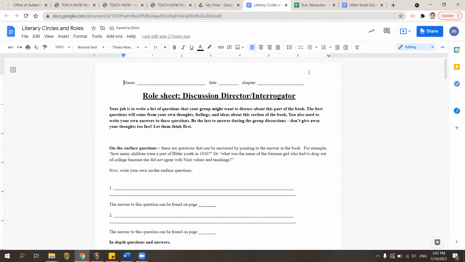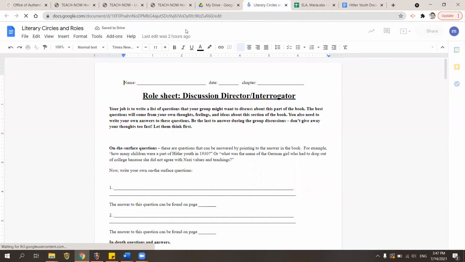One of the examples of activities that could be used for both homogeneous and heterogeneous groups of different abilities would be, let's say, a small project on Hitler Youth. I created literary circles activity.